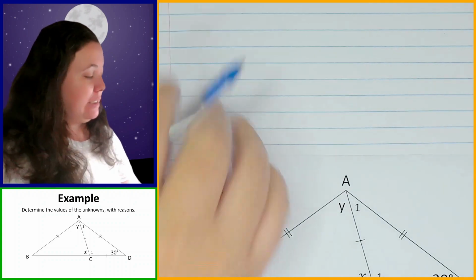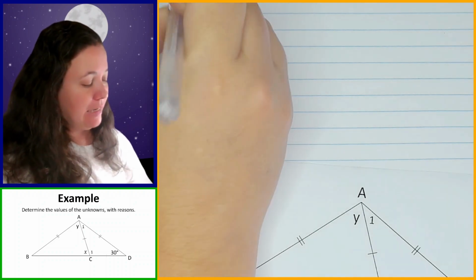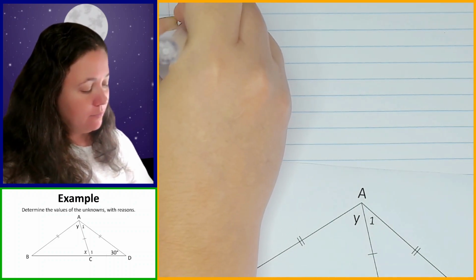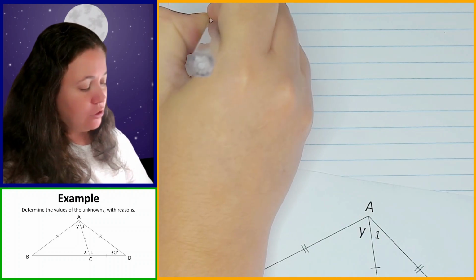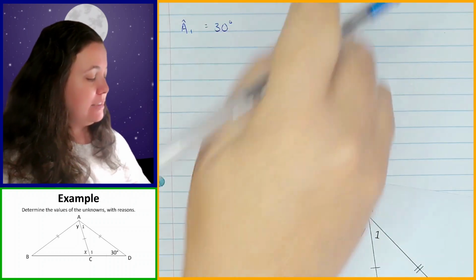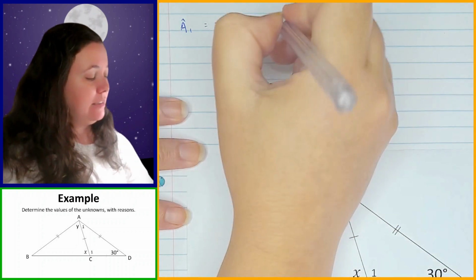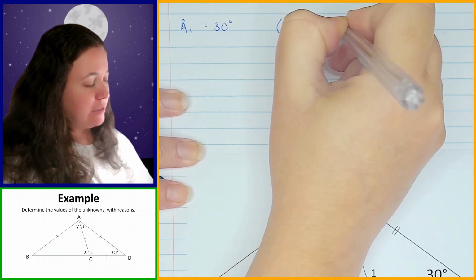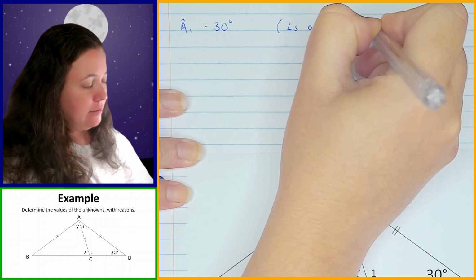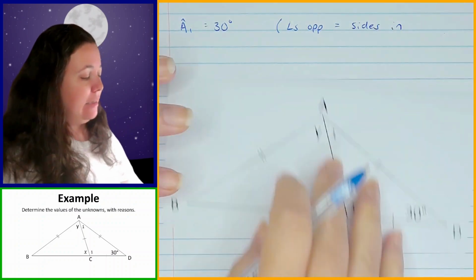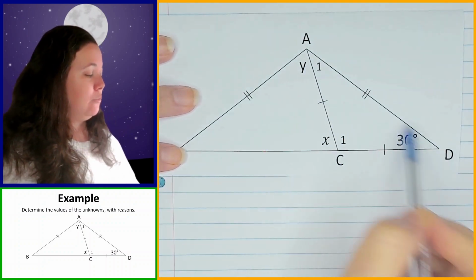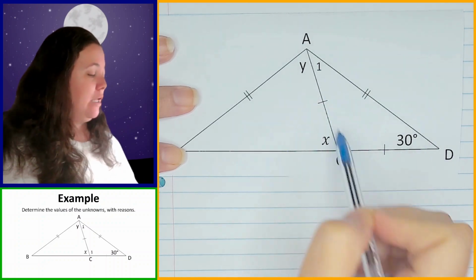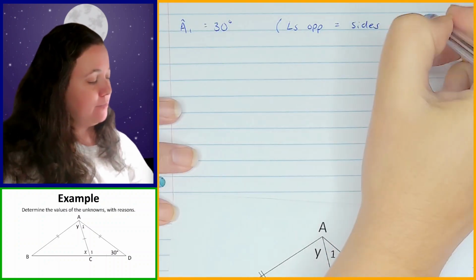So for this example, I can start off by saying that angle A1 is equal to 30 degrees. Okay, and my reason is because they are angles opposite equal sides, and this triangle that I'm working with over here is triangle ACD.